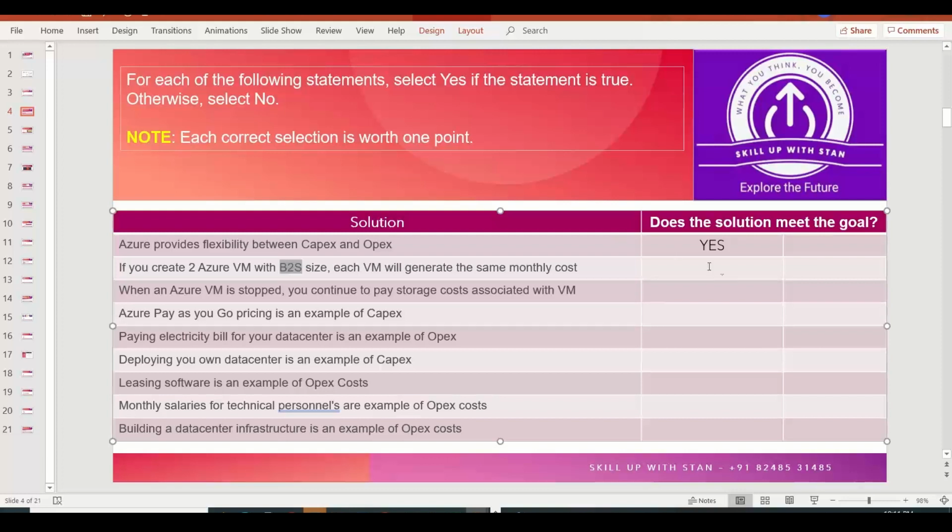So the answer for this question is, each VM will not have the same monthly cost. The pricing will differ from one VM to another VM, even though they belong to the same instance size. Okay, that's the answer. When an Azure VM is stopped, you continue to pay storage cost associated with them. That is true, actually. Yes.